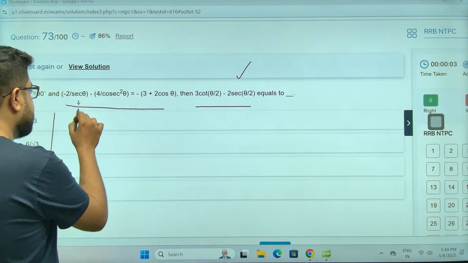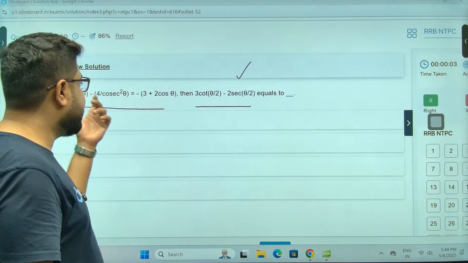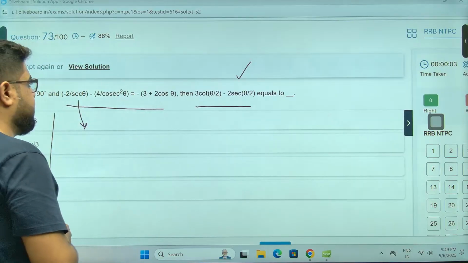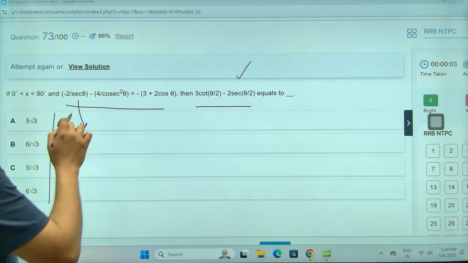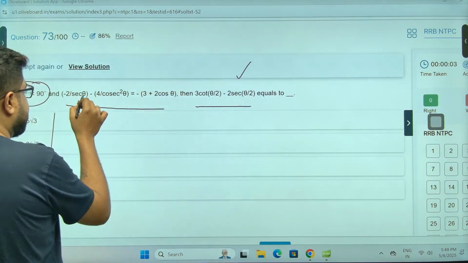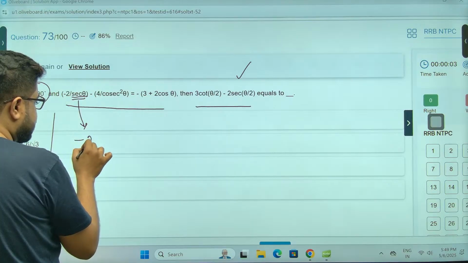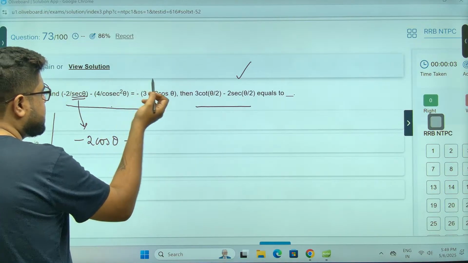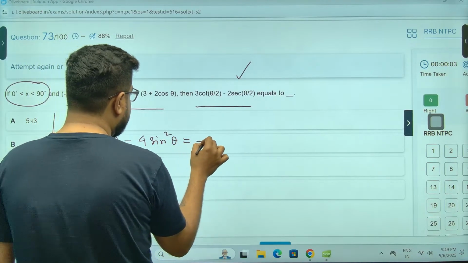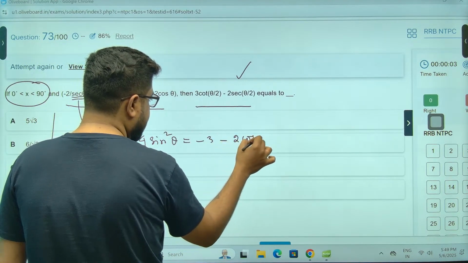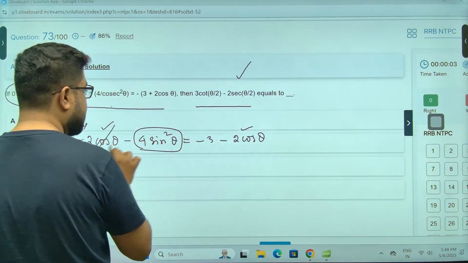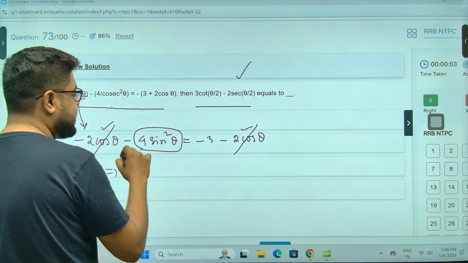There is absolutely no way. Otherwise, you might get lucky. If you want to put in a value, you have to get lucky. Perfect. Some idea you can use because the values are 0 to 90. Chalo, let's solve it normally. Sec theta means 1 per cos theta. Cosec square means it will go up and it will become 4 sine square theta minus 3 minus 2 cos theta. Put it as cos square theta because all are cos theta here. No need, it gets cancelled.